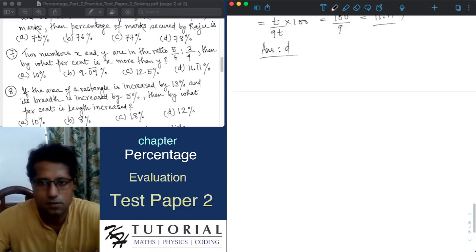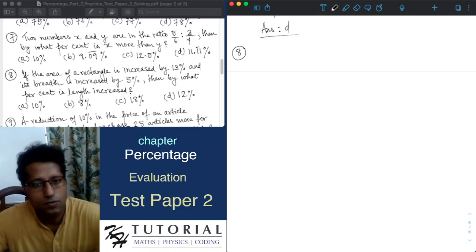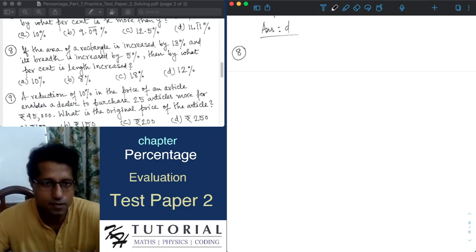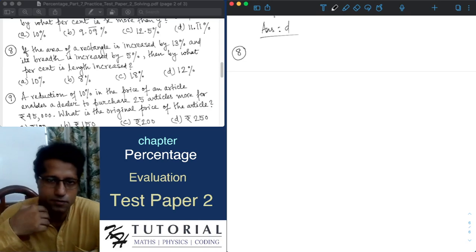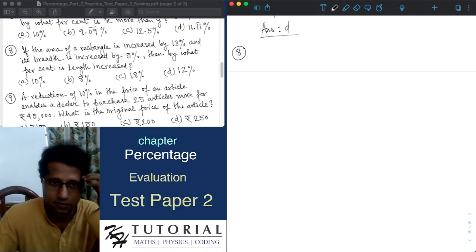Okay, let's solve question number 8. Question number 8 says that if the area of a rectangle is increased by 13% and its breadth is increased by 5%, then by what percent is length increased? So it is saying that the rectangle has a length and breadth, and if you increase the area, definitely its length and breadth will increase. So when its area is increased by 13%, its breadth is increased by 5%. So it is asking by what percent is length increased.